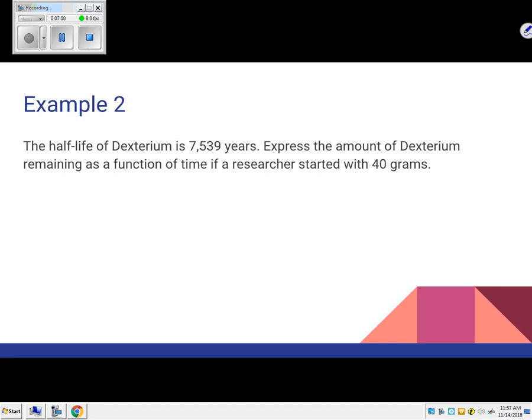So what I want to do is, this time I'm just looking for a function of time on this. Okay. I can plug in numbers if I want to. We might go over that towards the end of the problem. But I'm just looking for a function of time. So luckily, I'm using the same formula, E to KT. And I'm given a starting amount. I don't have to have a starting amount, but in this problem, they did give me a starting amount. It says the researcher starts with 40 grams.